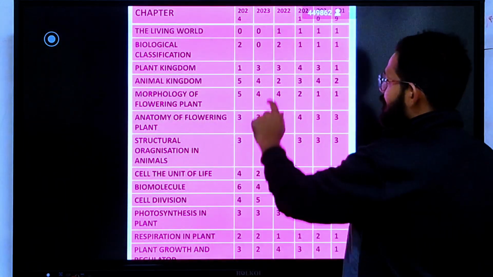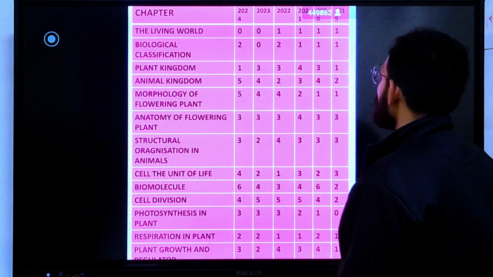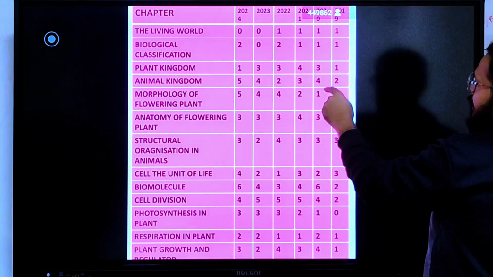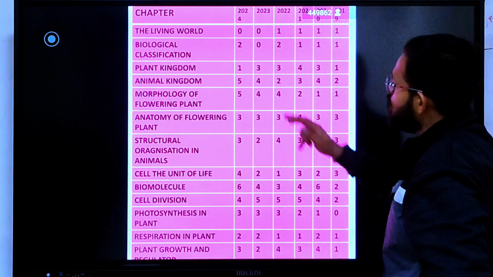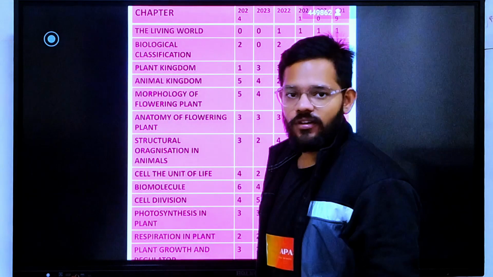Then animal kingdom: 5 questions in 2024, 4 questions in 2023, 2022 2, 2021 3, 2020 and 2019 2. This year maybe the question count from your animal kingdom can be 5 or 4.